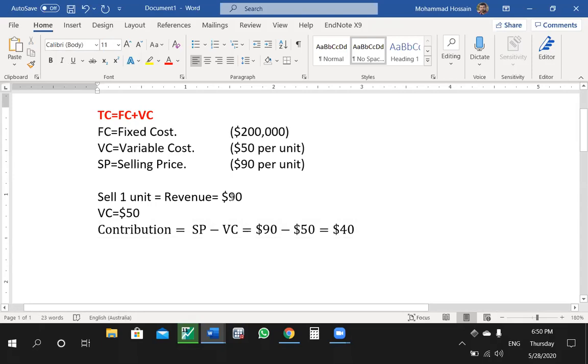If you sell 2 units, then what happens? Revenue will be $180. Variable cost is $100 for 2 units. Now you have $80 contributed, you see. So every unit you sell, you have $40 contributing towards recovering your fixed cost. All right. So how many units do you need to cover the full fixed cost? We call that the break-even point.